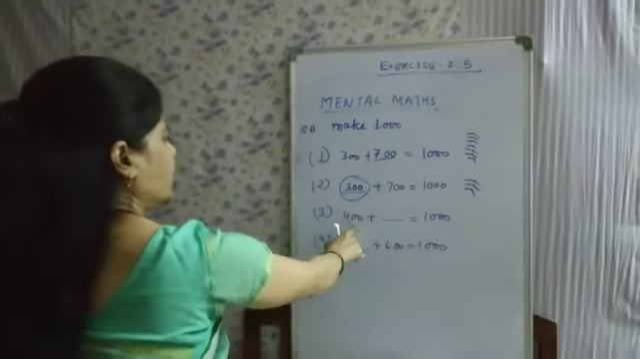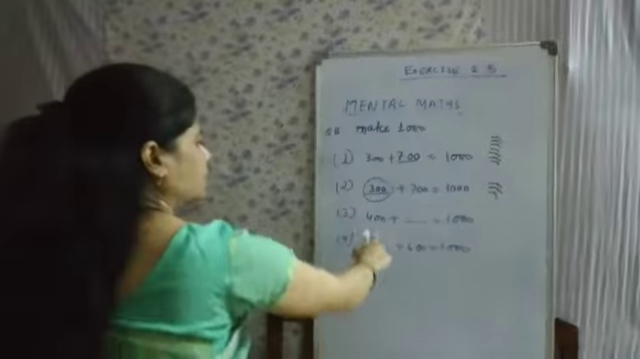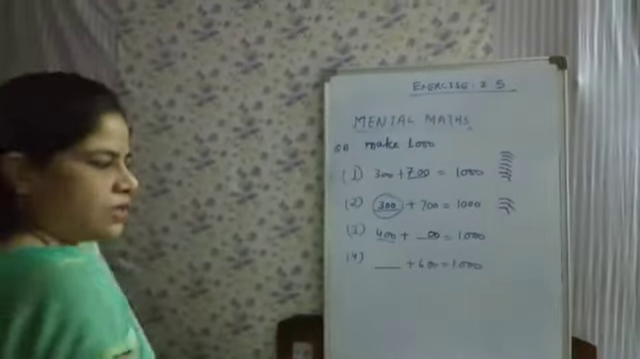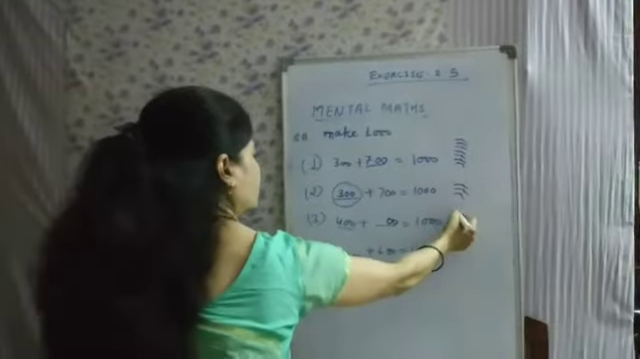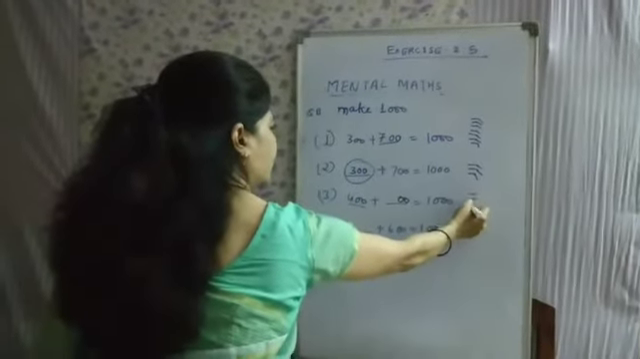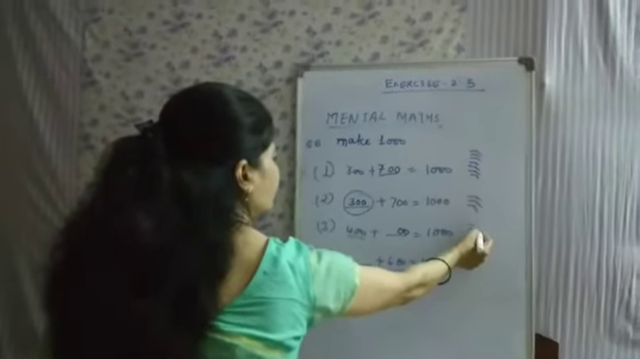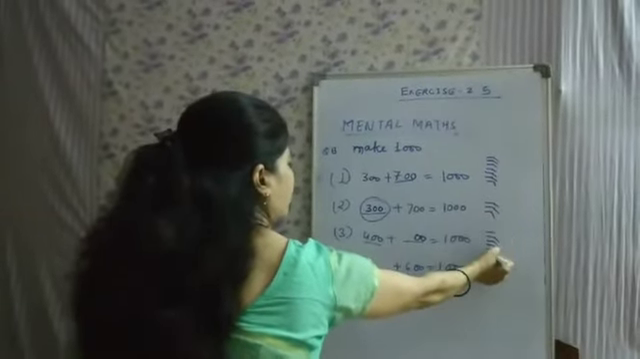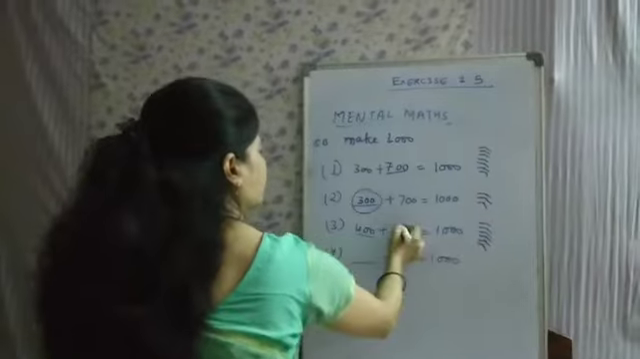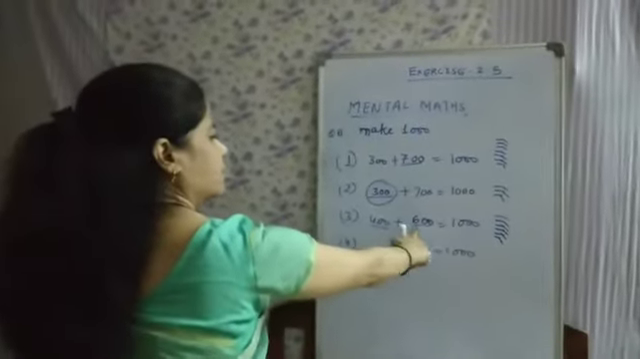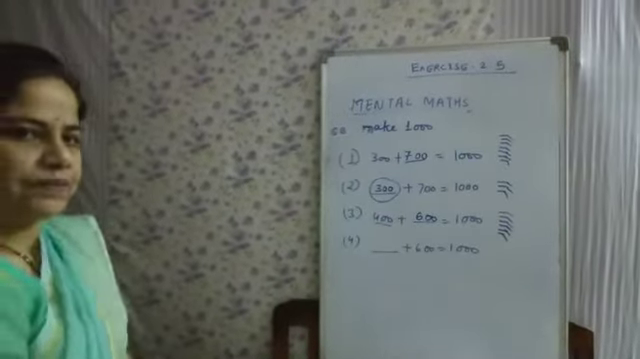Now third one is 400 plus dash equals to 1000. How many zeros in 400? 2 zeros. Now after 4 you have to count up to 10. 5, 6, 7, 8, 9, 10. How many lines here? 1, 2, 3, 4, 5, 6. So write 6 here. So when you add 400 and 600, you will get 1000.